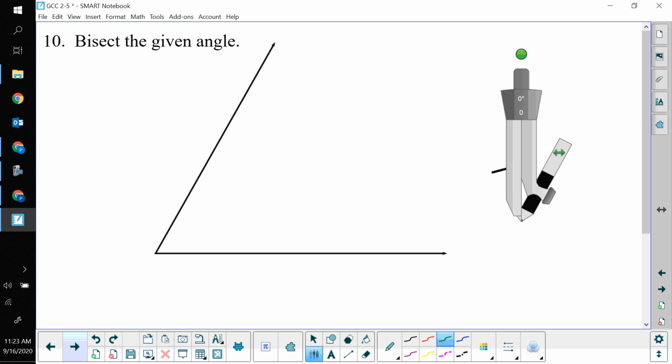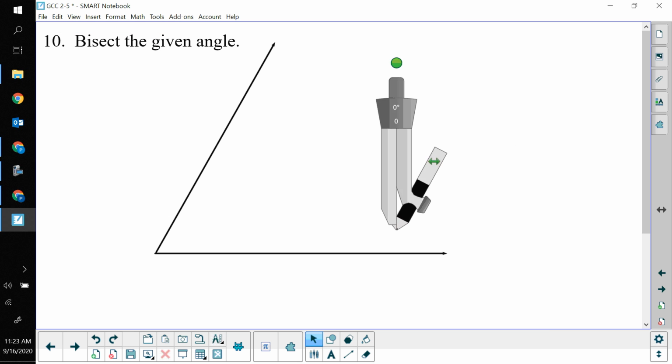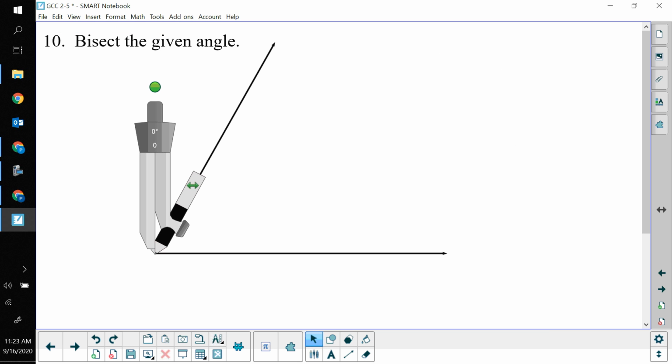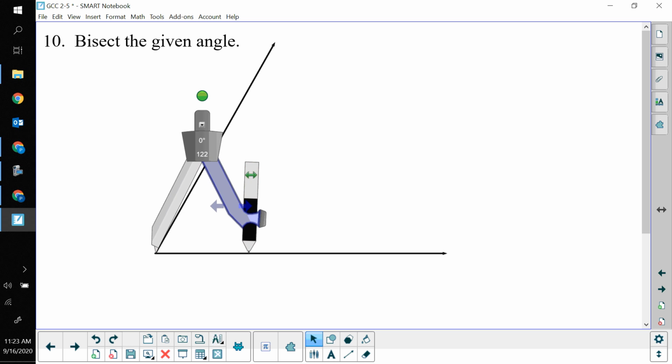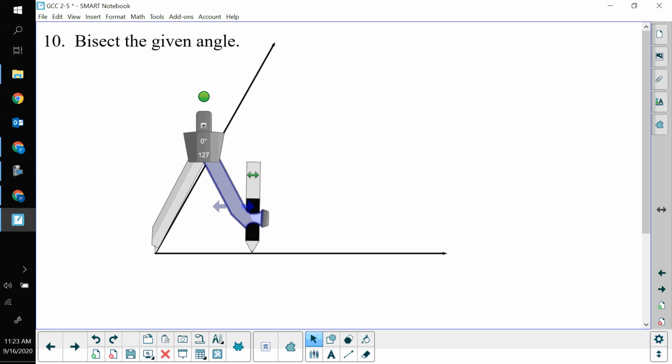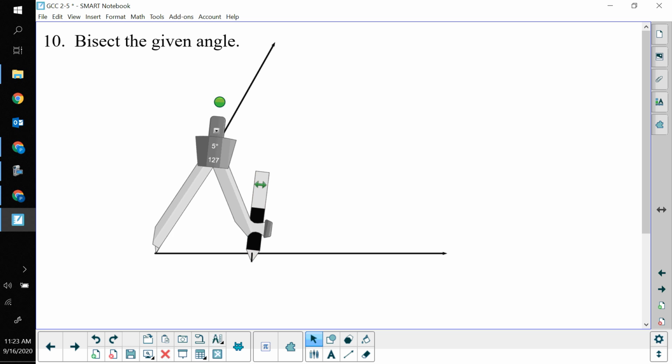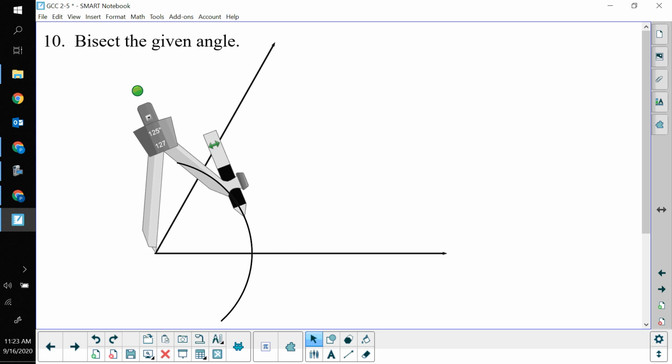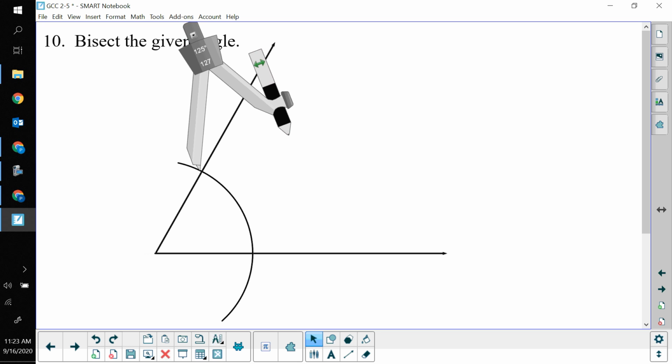So put your point on the vertex. The vertex is that corner point of the angle. Open up your compass. And you want to open it up enough so it's not crammed in really tight, but you also don't want it too huge that it's like going to go off the page. So open up your compass, do a convenient arc.